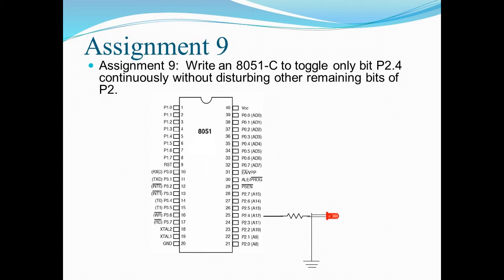So here we have to use a single bit variable connected to line number 2.4. A single LED is connected to line number 2.4. So this LED will be on and off, and that is called toggling. After writing and executing the program, this P2.4 should be continuously on and off.